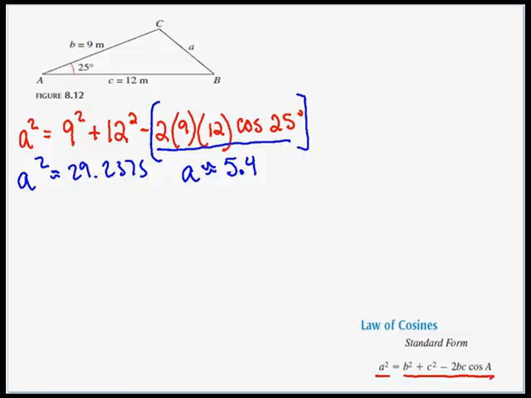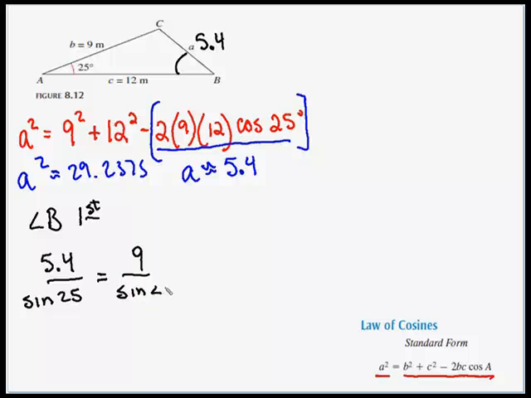So let's go first after angle B. If we go after angle B, we're going to set up a law of sines. So we have side A now is 5.4. So our law of sines would be 5.4 over the sine of 25 is equal to, and we're going after angle B, so 9 over the sine of angle B. And this works out to, angle B is going to be about 44.8 degrees. So here we'd look for a second triangle.